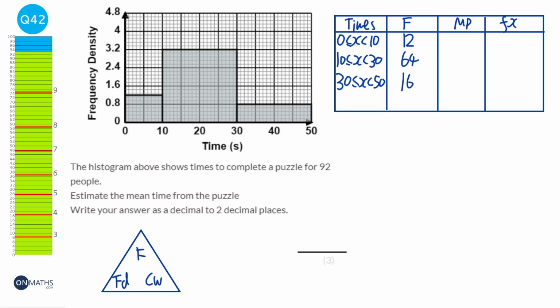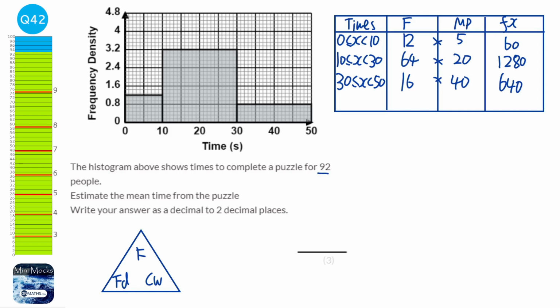Okay, so we've got our table from the histogram, and we're asked to find the mean, so hence us doing the midpoint, etc. So the midpoint is 5, 20 and 40. And then the fx, we just times these together, and that would be 60, 1280, and 640. Now, something I said earlier is that the frequency density is proportional to the frequency divided by class width. It does tell us there are 92 people, and if you do the sum of the frequencies, you do get 92. So we know that it's a one-to-one relationship.